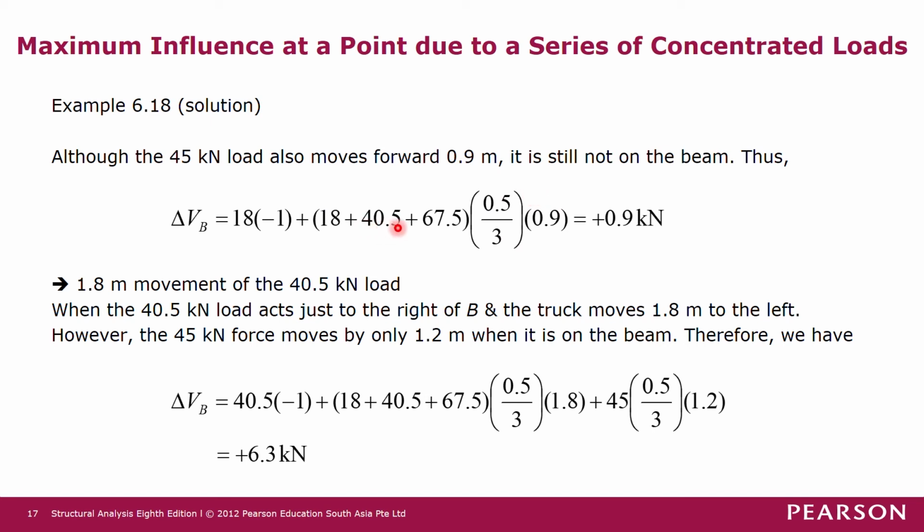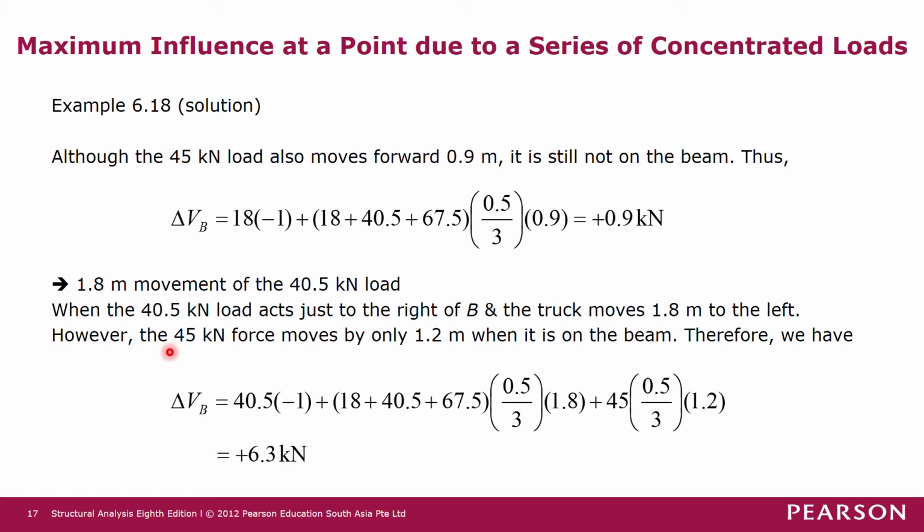And then the 40.5 kilonewton load also moves by 0.9 meter, and it's moving up the slope. And then the 67.5 kilonewton force also moves up the slope by 0.9 meter horizontally, right? So the total change in shear is positive, right? So meaning that when the 18 kilonewton force moves by 0.9 meter from just to the right of point C and is moving from right to left, it will cause a change in shear of positive value.